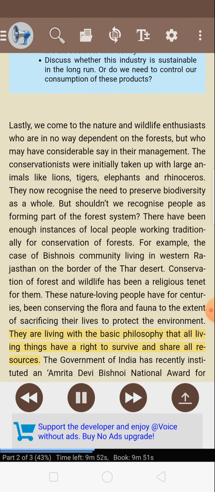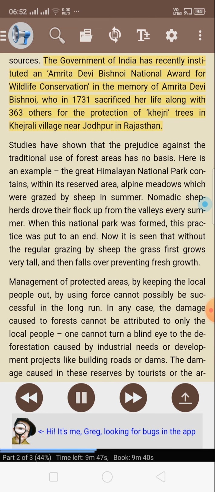share all resources. The government of India has recently instituted an Amrita Devi Bishnoi National Award for Wildlife Conservation in the memory of Amrita Devi Bishnoi, who in 1731 sacrificed her life along with 363 others for the protection of Kadri trees in Kadri village near Jodhpur in Rajasthan.